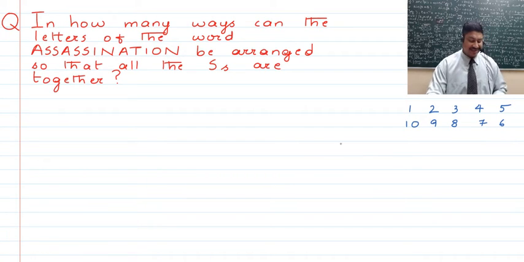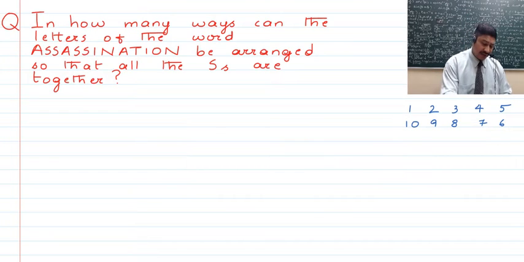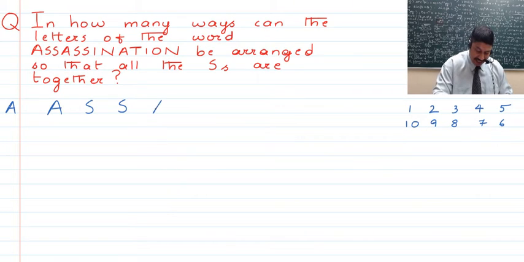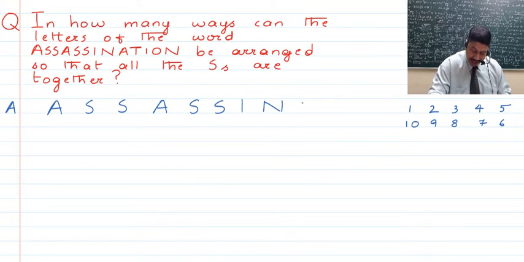Okay children, now let's discuss the sum. In the question we've been given: in how many ways can the letters of the word ASSASSINATION be arranged so that all the S's are together? Now let us quickly talk about this word ASSASSINATION. We have A, S, S, A, S, S, I, N, A, T, I, O, N.